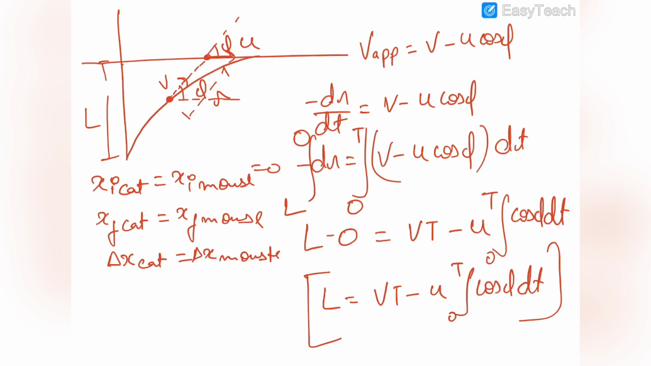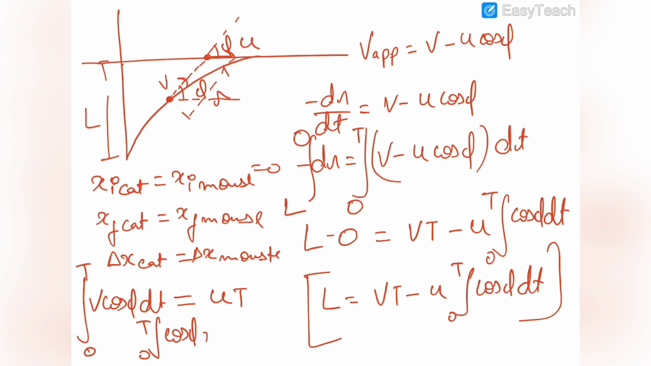So the velocity of cat in the x-axis at any instant of time is v cos phi, and the velocity of mouse is constant, which is u. So the distance traveled by the mouse is ut in T time, and the distance traveled by the cat would be v cos phi into dt, integrating from 0 to T. So integration 0 to T cos phi dt is equal to uT by v.